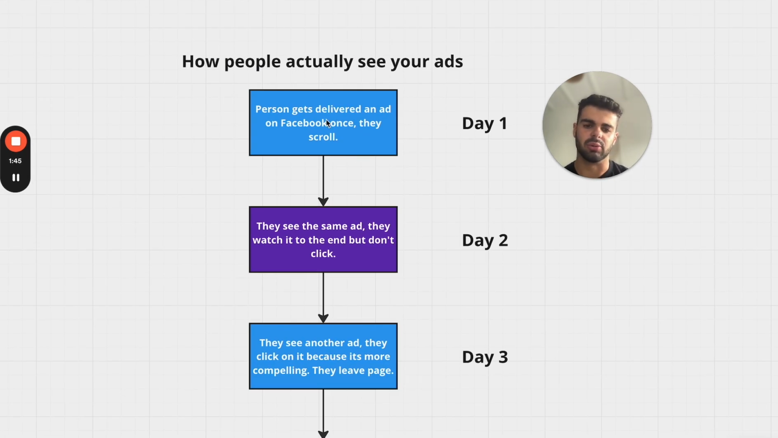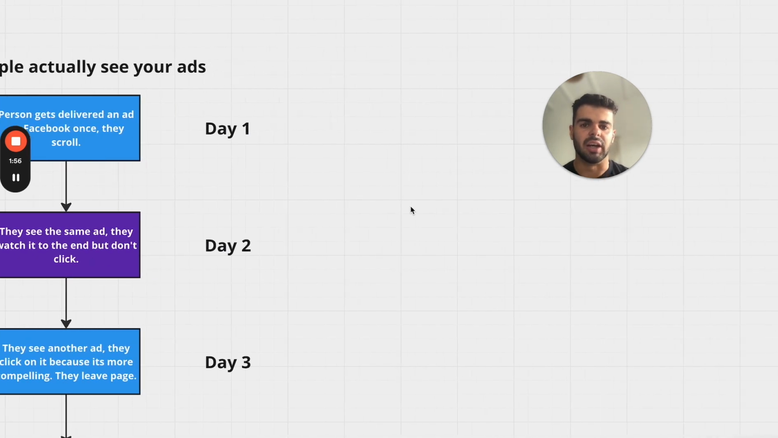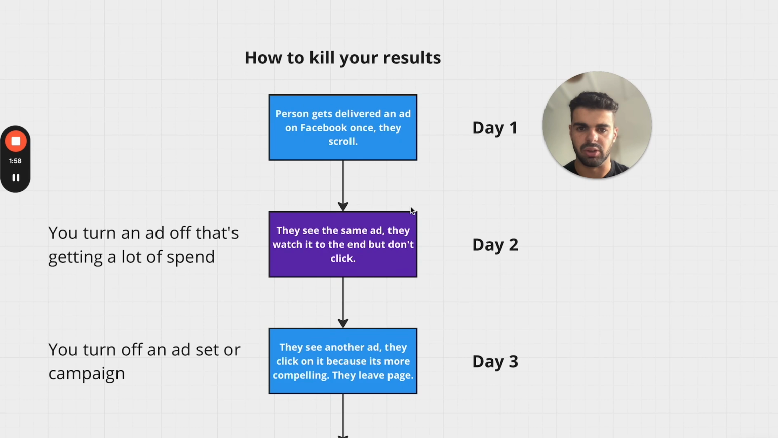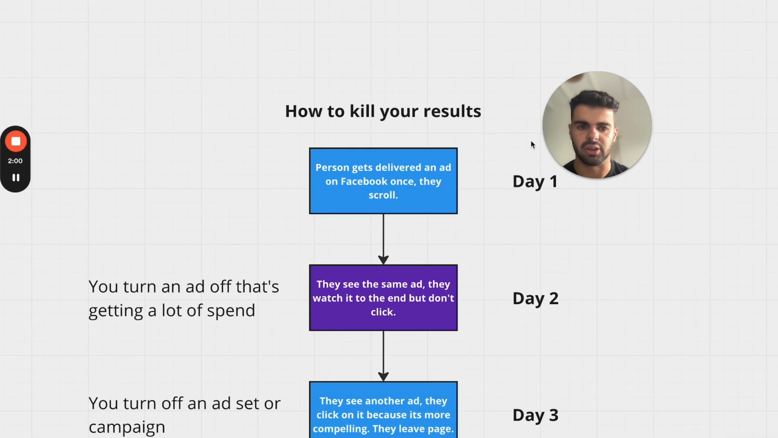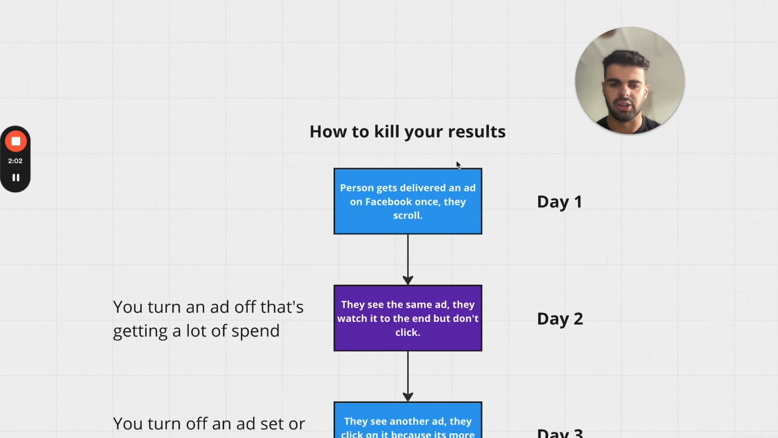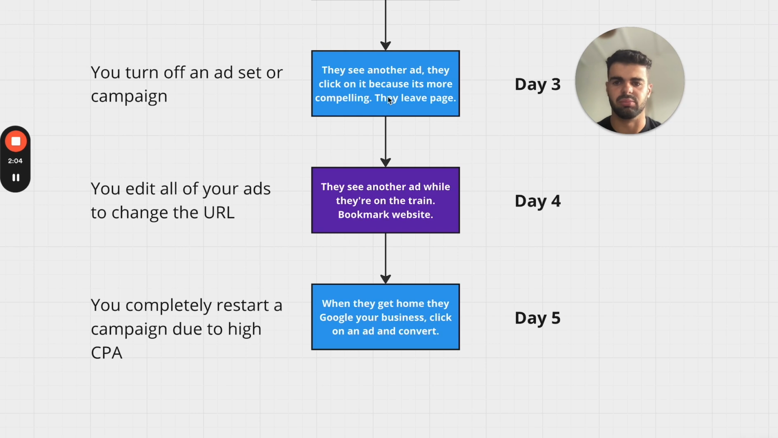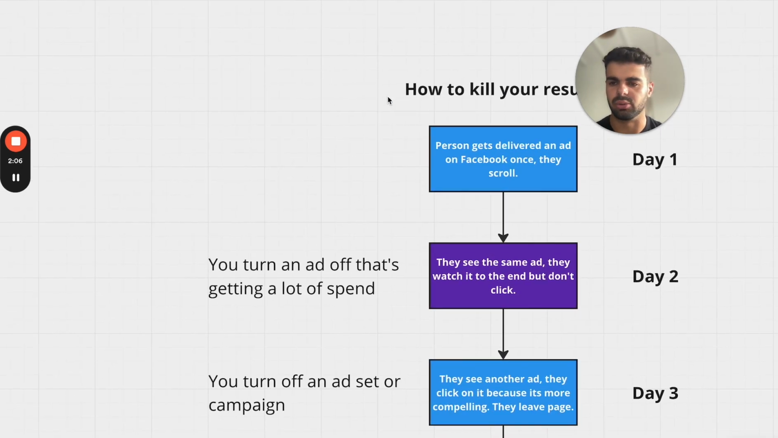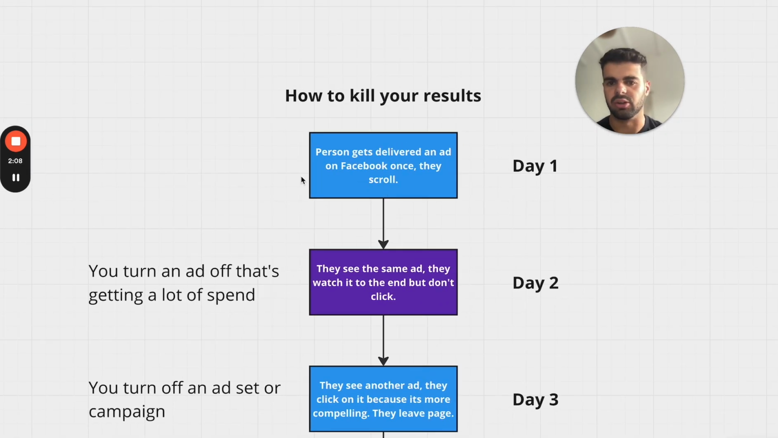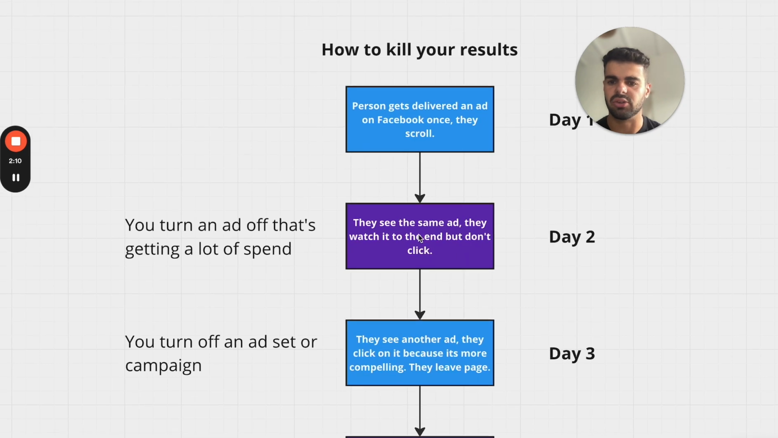The way that this is going to help you get better at media buying is because once you understand this, you understand how important it is to not act hastily when you're making changes in an ad account. I wanted to illustrate this with this how-to-kill-your-results graph here. You can see this is the exact same timeline that I've just put over here. Day 1 is the exact same, but these are a few things that you can do which would completely screw up this entire process.